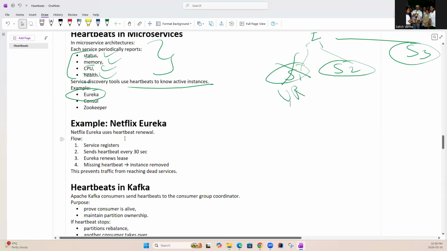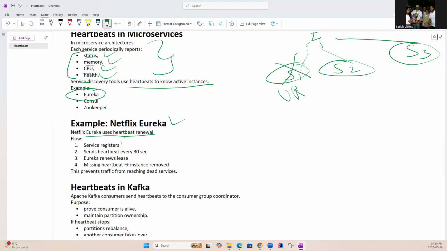Here we have an example as well, the same Netflix Eureka, which uses heartbeat renewal. What is the service flow? The first thing is the service registers. Just like the three services, they send heartbeats every 30 seconds, as I explained before. Eureka renews the lease. A missing heartbeat means the instance is removed. So this prevents traffic from reaching that service.